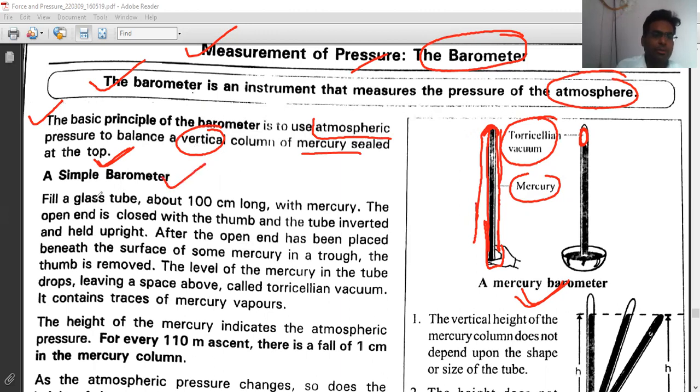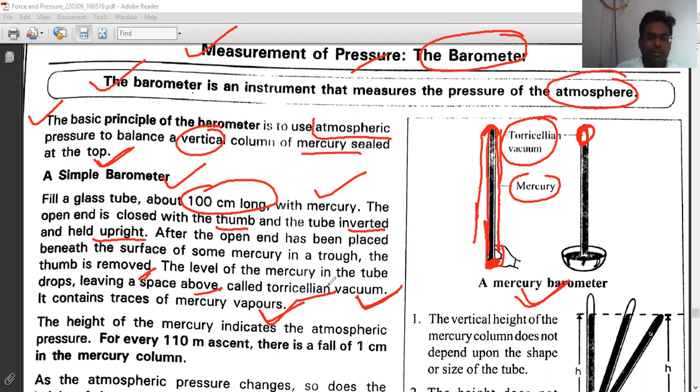So, a simple barometer. Fill a glass tube about 100 centimeters long with mercury and close the open end with the thumb. Here we are holding our thumb, and the tube is inverted and held upward. After the open end has been placed beneath the surface of some mercury in a trough, the thumb is removed, right? The level of the mercury in the tube drops, leaving a space above called the Torricellian vacuum. Here the vacuum is created by the mercury moving downward. It contains traces of mercury vapors.